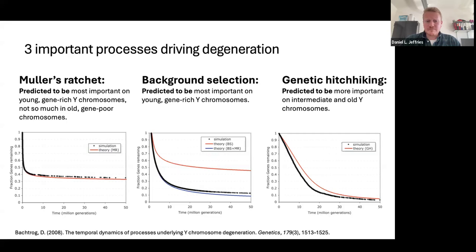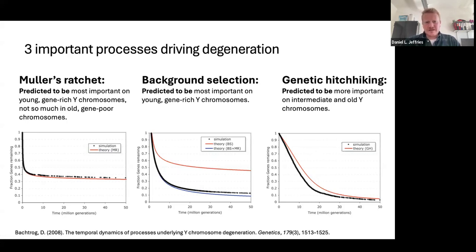One important result that came out of this is a plateauing pattern, or trajectory, of degeneration in sex chromosomes. These plots have the number of genes on the sex-limited chromosome, the Y chromosome for example, on the y-axis, and time on the x-axis. As you see, early on in the sex chromosome's life, the number of genes drops off very fast and then plateaus, and degeneration at some point becomes very slow. That's if you were to model just Muller's ratchet, and also true for background selection. Genetic hitchhiking shows a slightly different pattern, where we still have this plateau, but it tends to be more important in the later stages of degeneration.